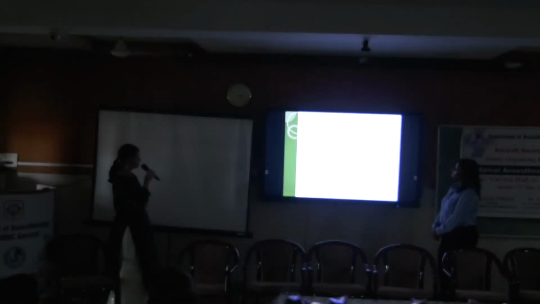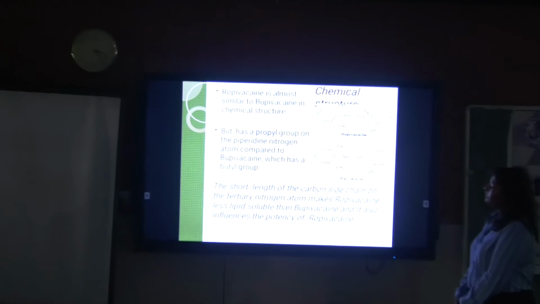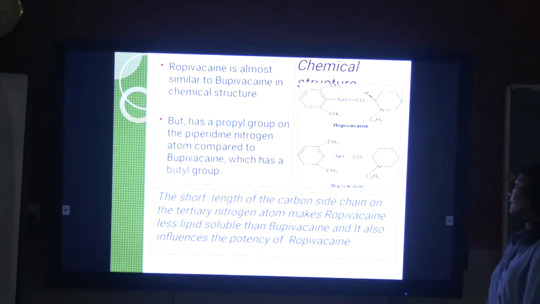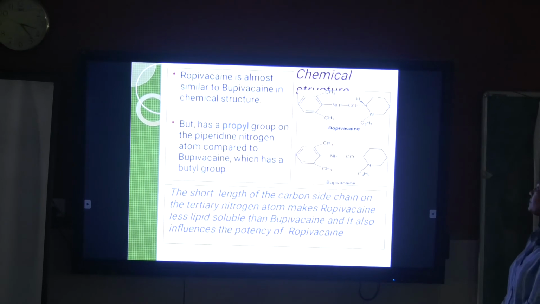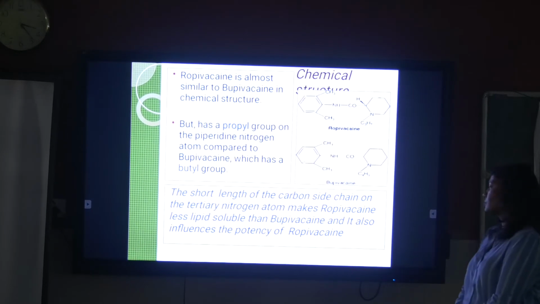Ropivacaine is very similar to bupivacaine, but it has a propyl group on the piperidine nitrogen atom as compared to bupivacaine, which has a butyl group. The shorter carbon side chain on the tertiary nitrogen atom makes ropivacaine less lipid soluble than bupivacaine, and it also influences the potency of ropivacaine.